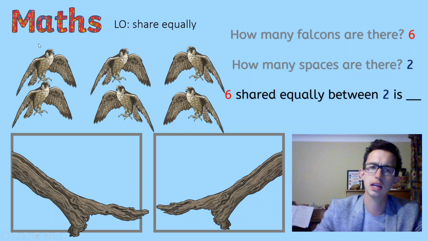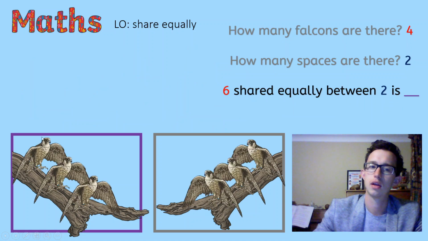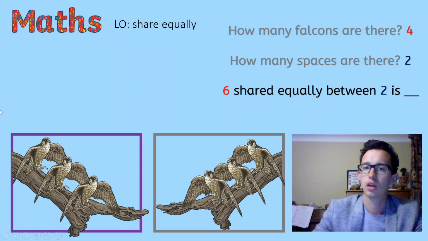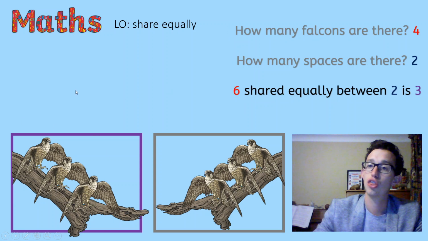So then we say 6 falcons shared equally between 2 branches, or 2 spaces. 6 shared equally between 2 is, there they are, they're shared equally. One for me, one for you, one for me, one for you. 6 shared equally between 2 is, how many are in this purple box? 3. Well done if you said 3.